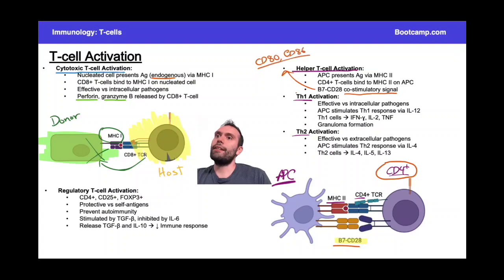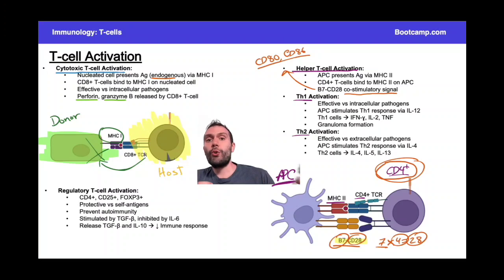And a lot of people remember this as saying, look, 7 times 4 is 28, right? 7 is B7, 28 is what it's binding to, and the 4 is a CD4 positive T cell. Okay, so again, these are all ways to just remember this, because a lot of these are kind of confusing, and it might help to use some flashcards, go through some of the recall questions on here. But again, that's the general concept.